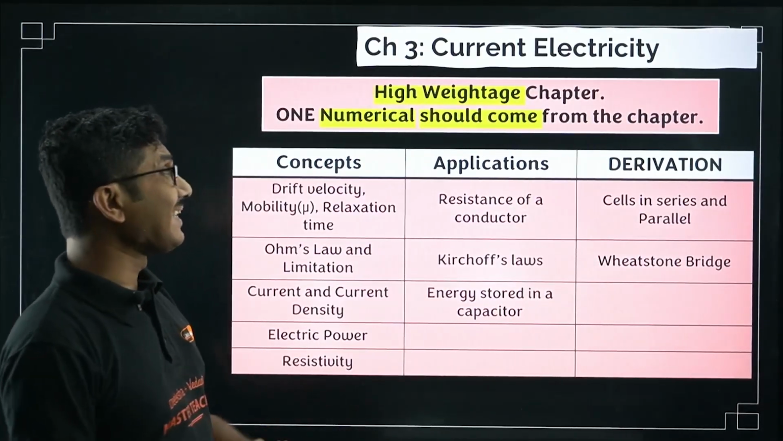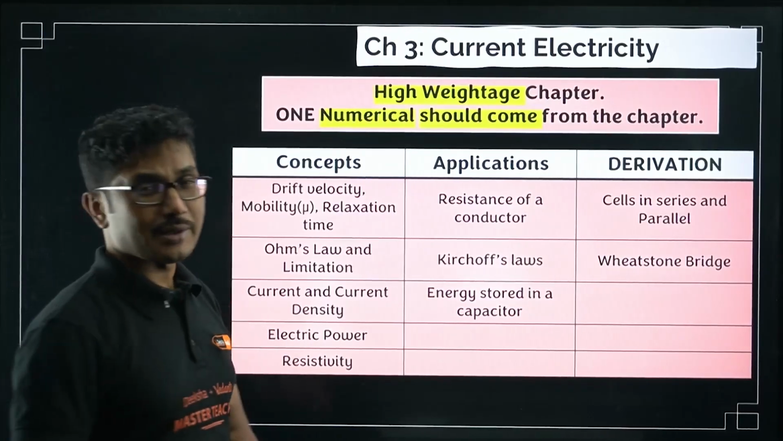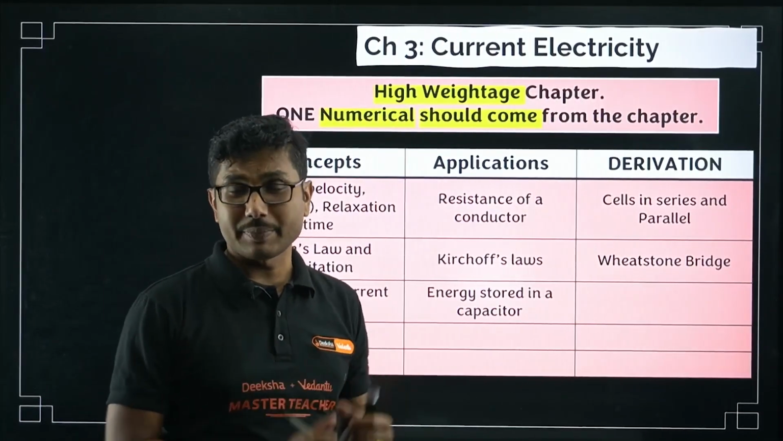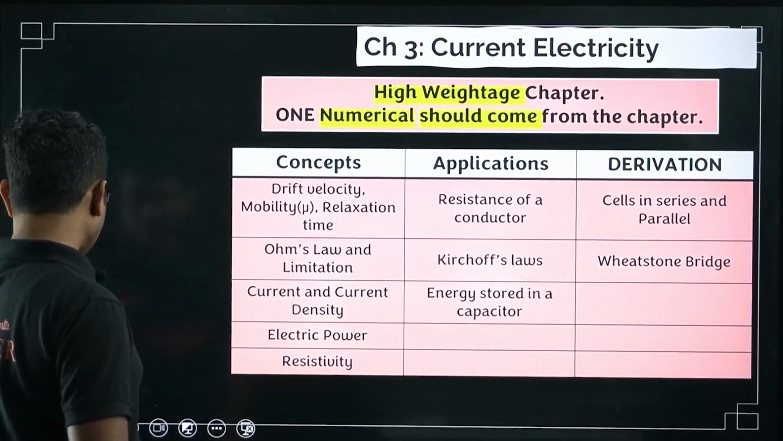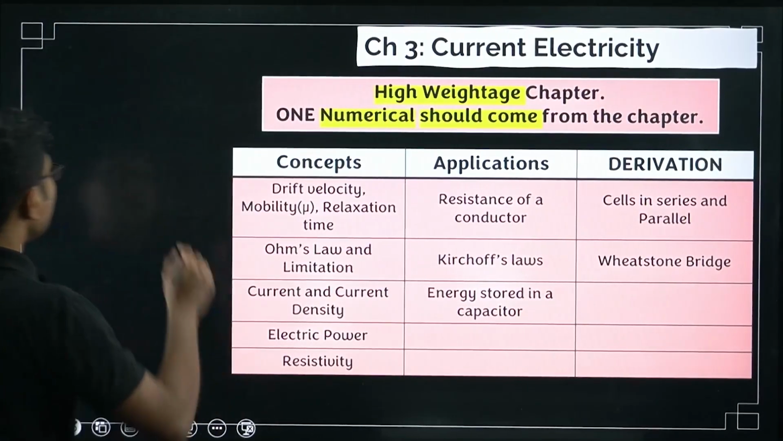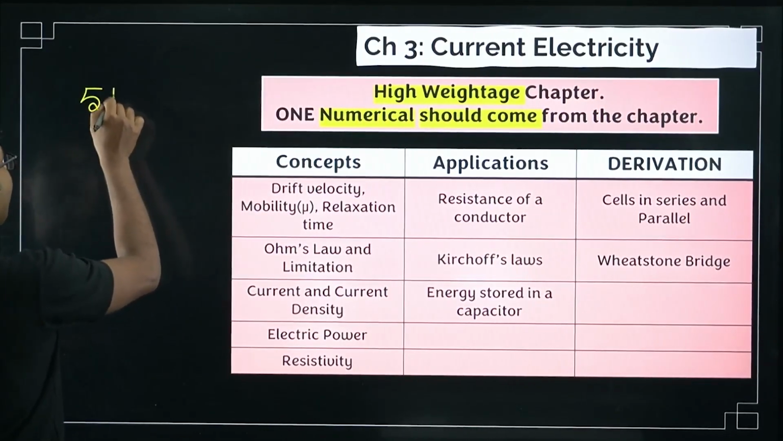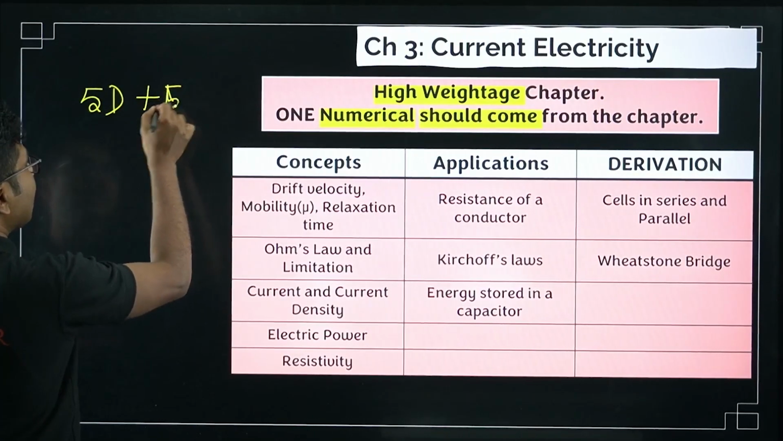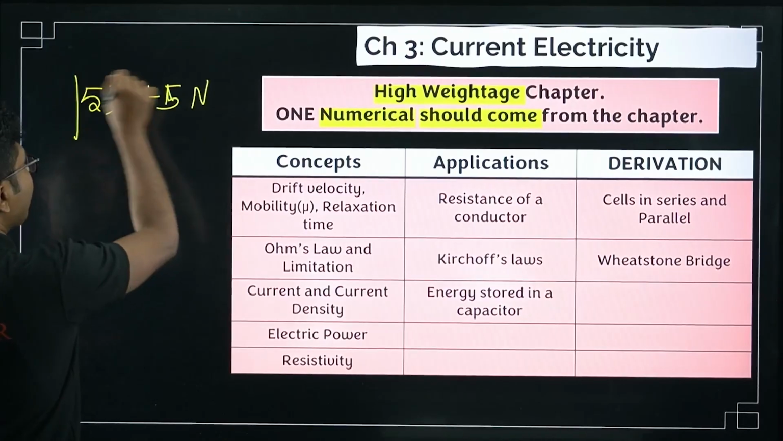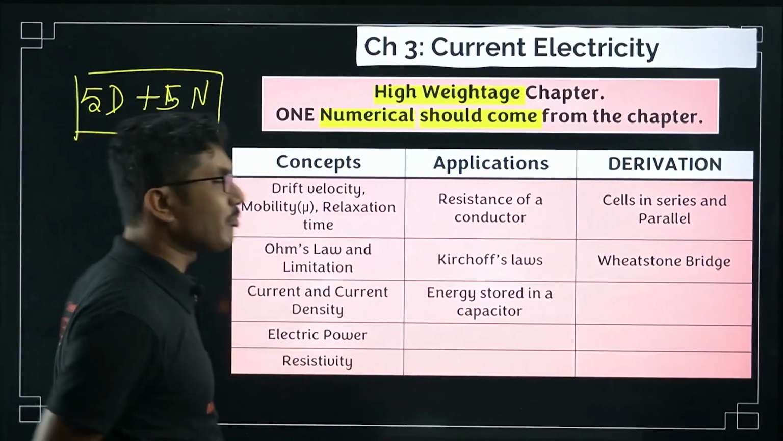Next is current electricity, another very high weighted chapter. 13 marks is allocated to this chapter. From this chapter, one numerical as well as one derivation is coming. So from this chapter, a 5 marks derivation as well as a 5 marks numerical is very likely to come. This is a very high weightage important chapter.